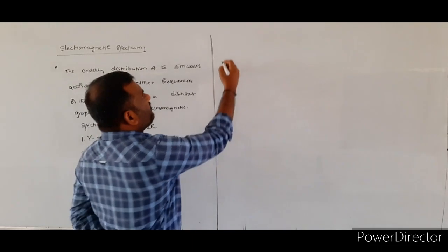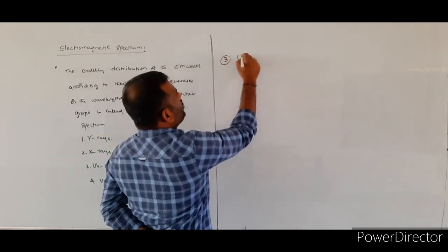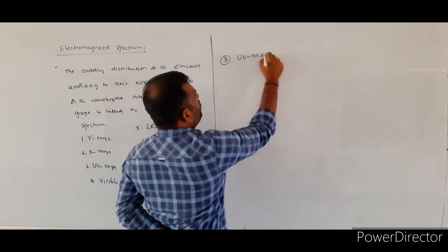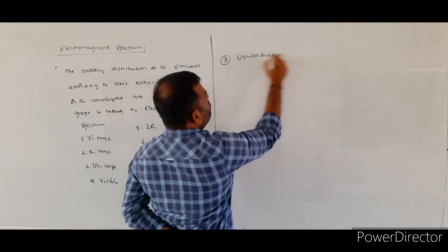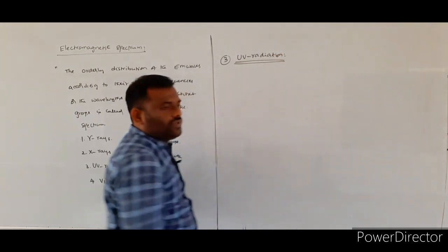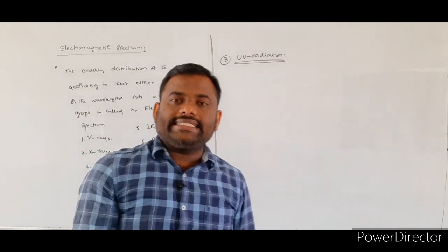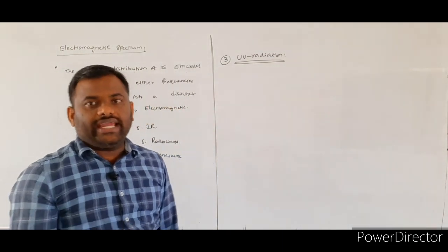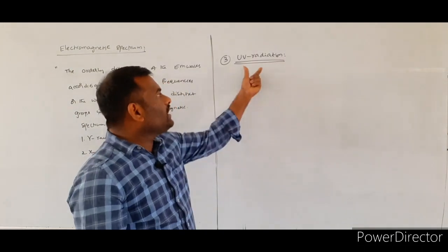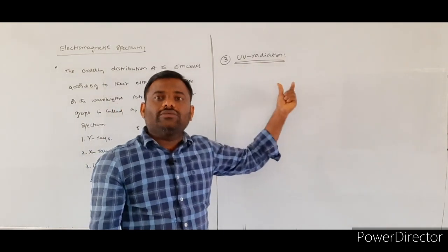The next electromagnetic wave is UV radiation. See here. The UV radiation was first discovered by the scientist Ritter in the year 1801. So the UV radiation was first discovered by whom?